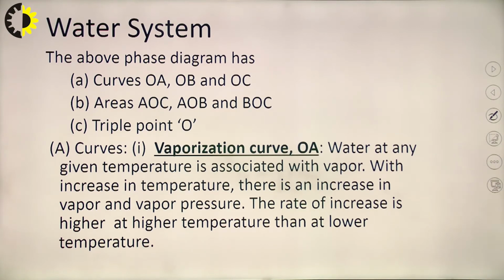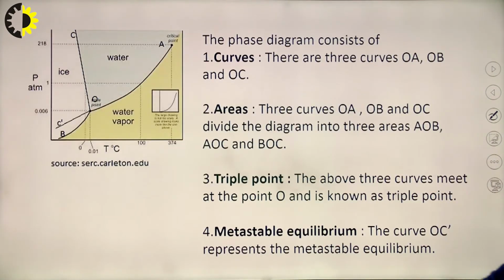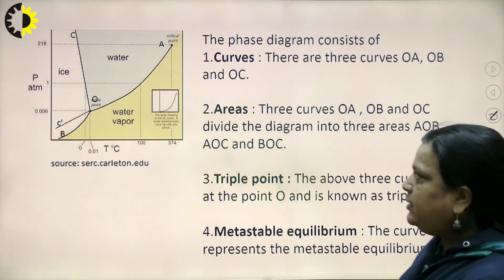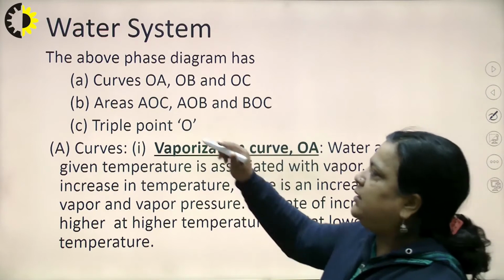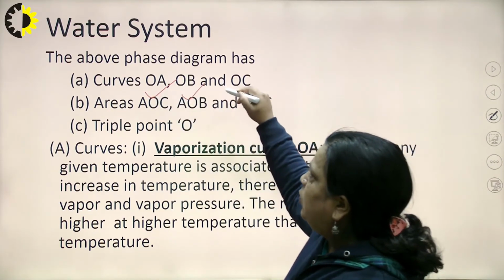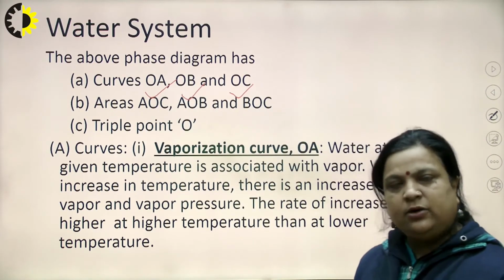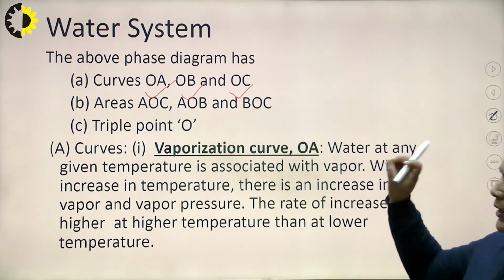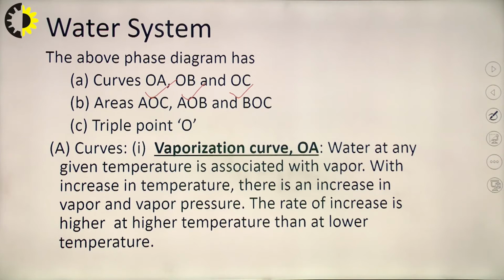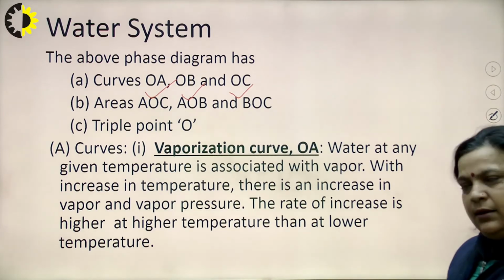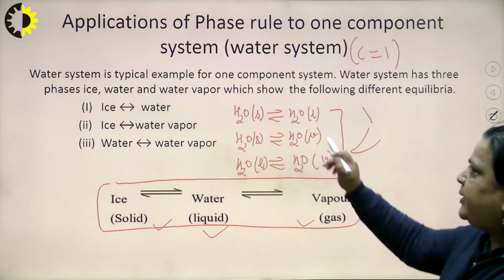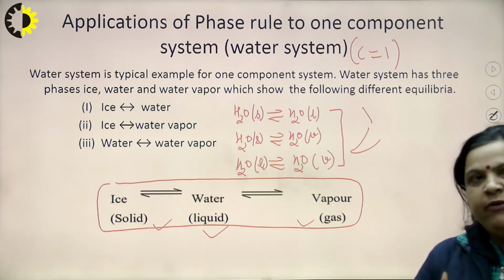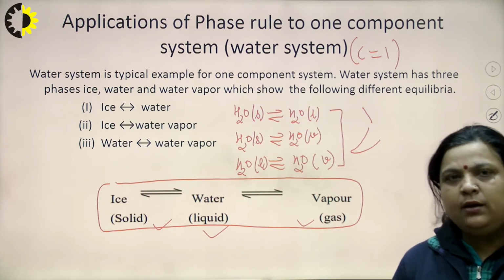So, the phase diagram of water will contain three curves: OA, OB and OC. It is not necessary that we write OA, OB; we can use any alphabet, but there will be three curves with respect to all three phases, and of these, two will have a positive slope and one a negative slope.